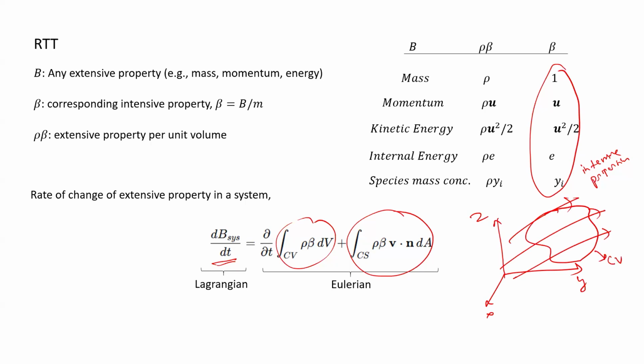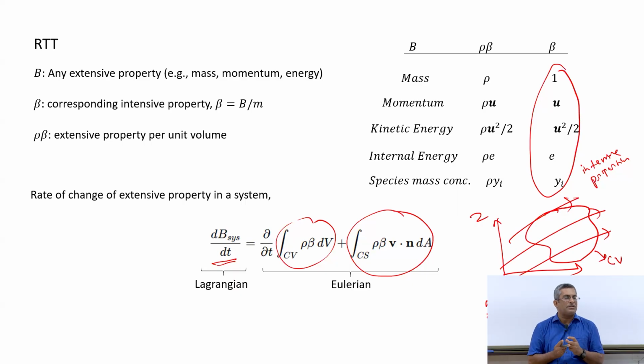Okay. So the first part refers to the local rate of change, and the second part refers to the exchange of the property that is taking place at the control surface, at the interface between this control volume and the surrounding. This rate of change has two components, and Reynolds transport theorem gives this expression directly. We are not discussing how we derive this, but we will see its application.